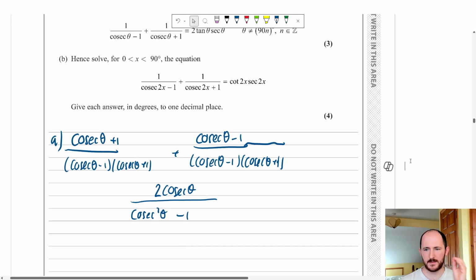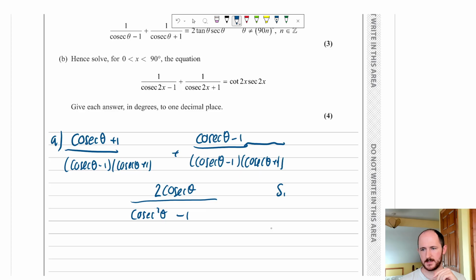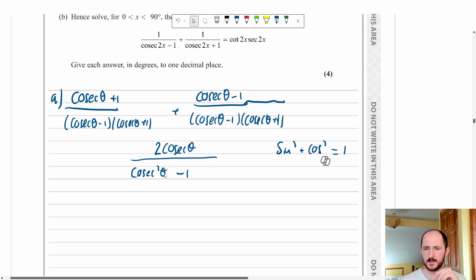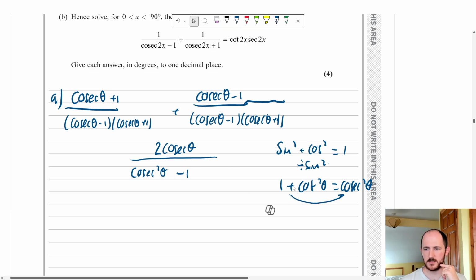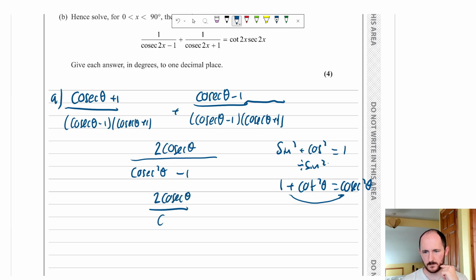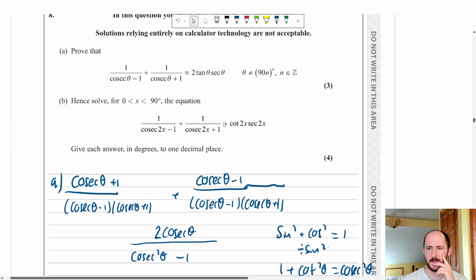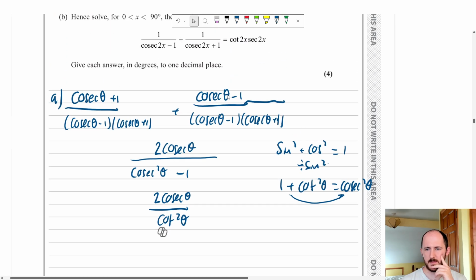Now, cosec squared theta minus 1 reminds me of something else, which is the sine squared plus cos squared equals 1. If I divide this through, so cosec is 1 over sine, so if I divide this through by sine squared, I get 1 plus cot squared theta equals cosec squared theta. Which means if I move the 1 over here, this denominator is the same as cot squared. So let's do that. Okay, that might be interesting.